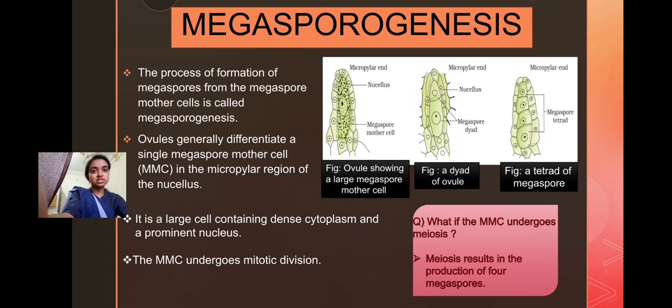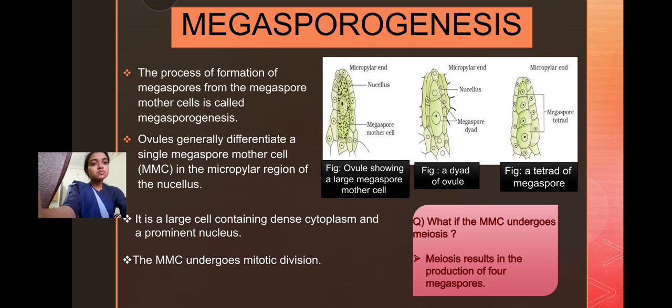Now megasporogenesis. The process of formation of megaspores from the megaspore mother cell is called megasporogenesis. So ovules generally differentiate a single megaspore mother cell, that is MMC, in the micropylar region of the nucellus. It is a large cell containing dense cytoplasm and a prominent nucleus. The MMC undergoes meiotic division. So in the diagram, we can see the first one, an ovule showing a large megaspore mother cell. Then the second one, a dyad, and the third one, a tetrad of megaspores.